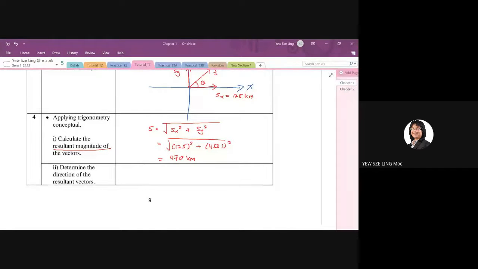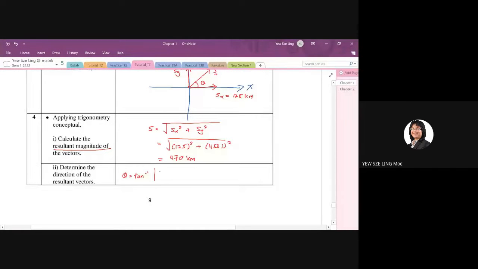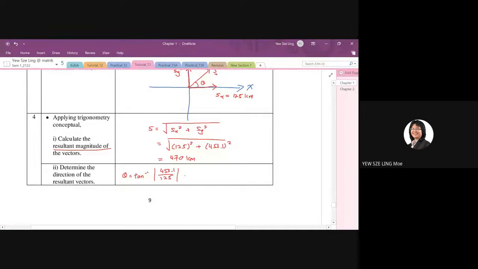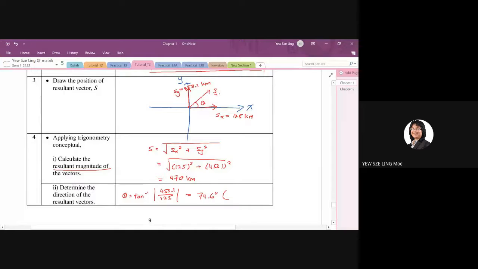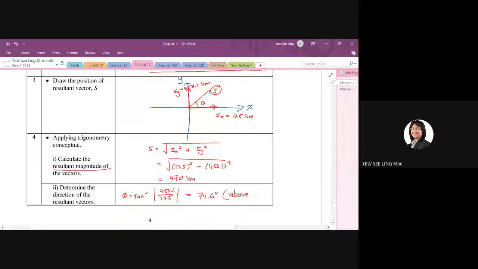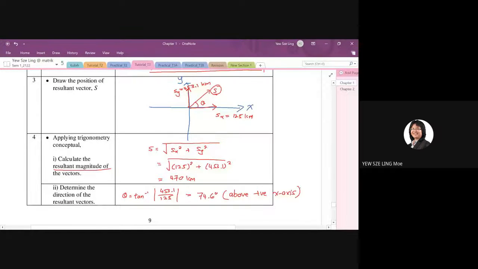So to determine the direction, again, I'm going to use theta. Theta equals tangent inverse of modulus 453.1 over 125, which is then equal to 74.6 degrees. So according to my vector diagram above, I have S located in the first quadrant. First quadrant is above the x-axis, and above which side of the x-axis? Above the positive side. So above the positive x-axis. So that is how you resolve it.